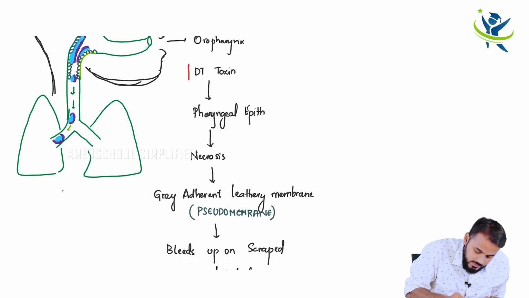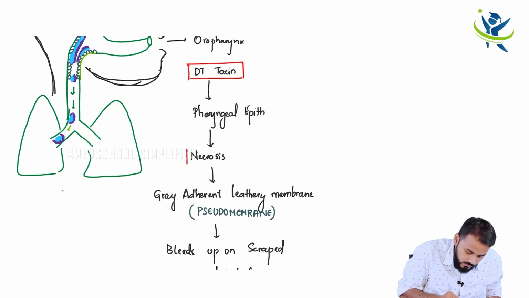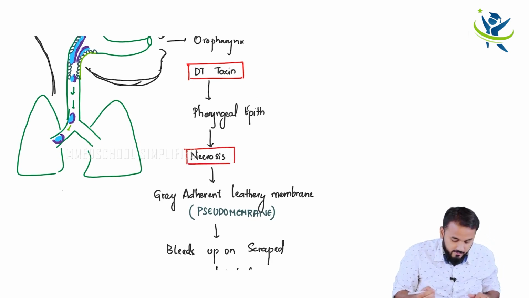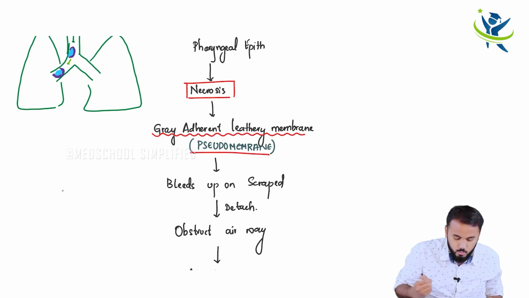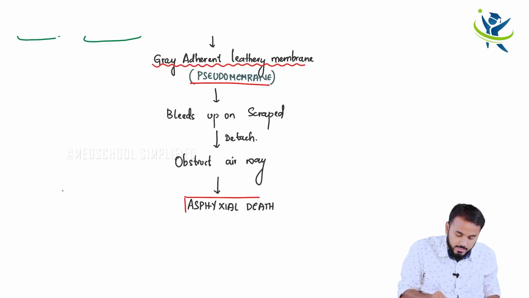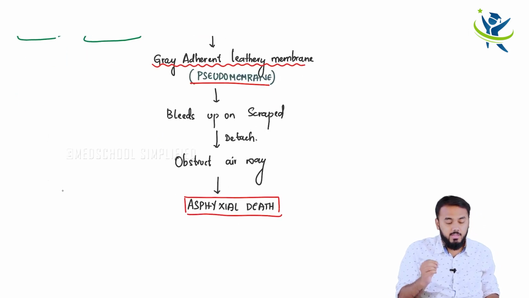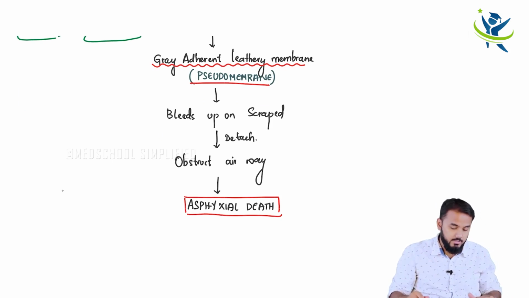So this was the thing which we discussed. Now this is a DT toxin, which is an exotoxin. It will cause necrosis. And the membrane that is formed is a grey, adherent, leathery membrane, which is called a pseudomembrane. They bleed upon scrap, and finally they obstruct and cause asphyxial death, which is a very, very important complication which you need to know.